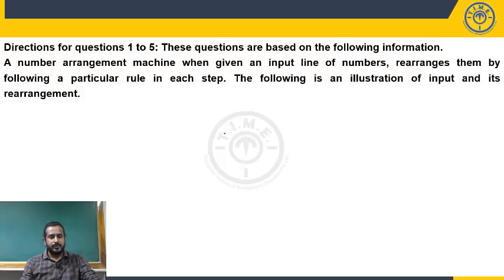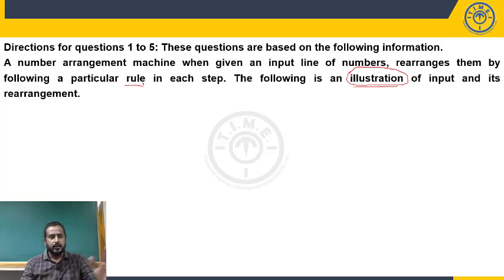And as you know the procedure of the input output, every set you will be given one illustrated example. Once read the instructions. A number arrangement machine, when given an input line of numbers, rearranges them by following a particular rule in each step. The following is an illustration of input and its rearrangement. So definitely in each and every input output set, you will be given an illustrated example. So you have to understand what are all the rules followed from each step to the next step. And all those rules have to be applied to the given input to answer the questions.